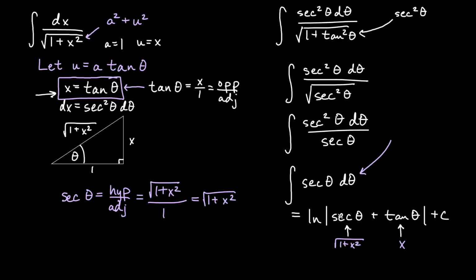Okay, so if we plug that into our answer, we would get the ln of the absolute value of the square root of 1 plus x squared plus x, plus our constant of integration.